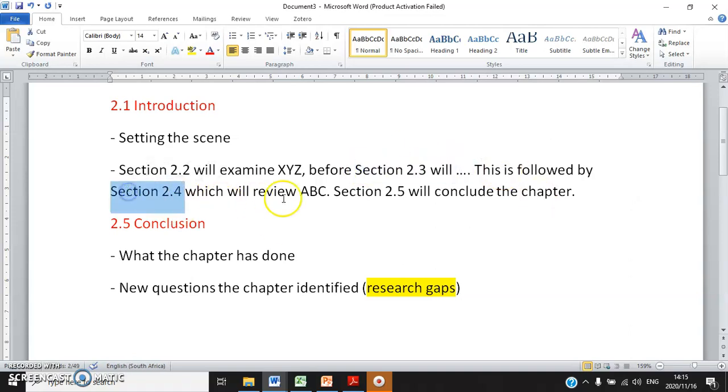And then section 2.4 will be the review of past empirical studies, before you conclude the chapter in the last section, 2.5. For your conclusion, you just have to briefly summarize what the chapter has done and the new questions identified by this chapter. That is your research gaps that your proposed study aims to fill.